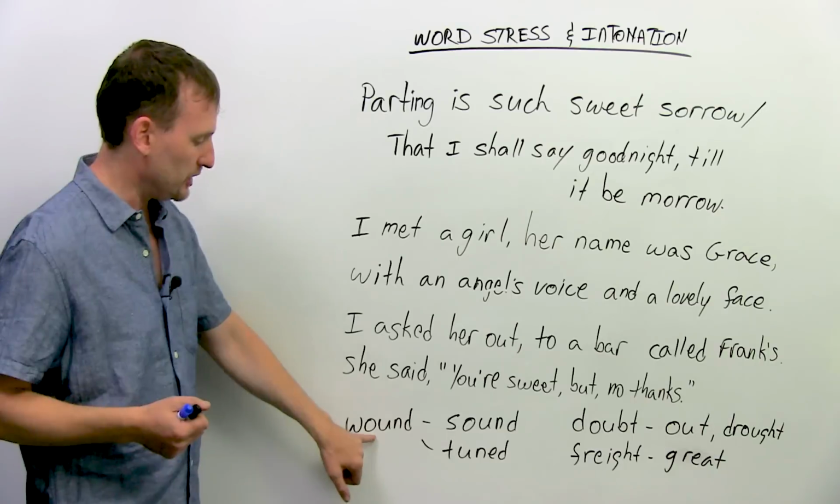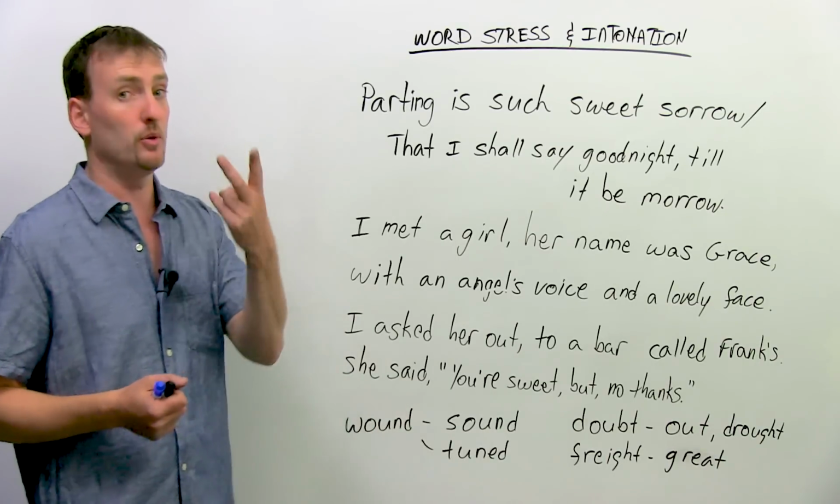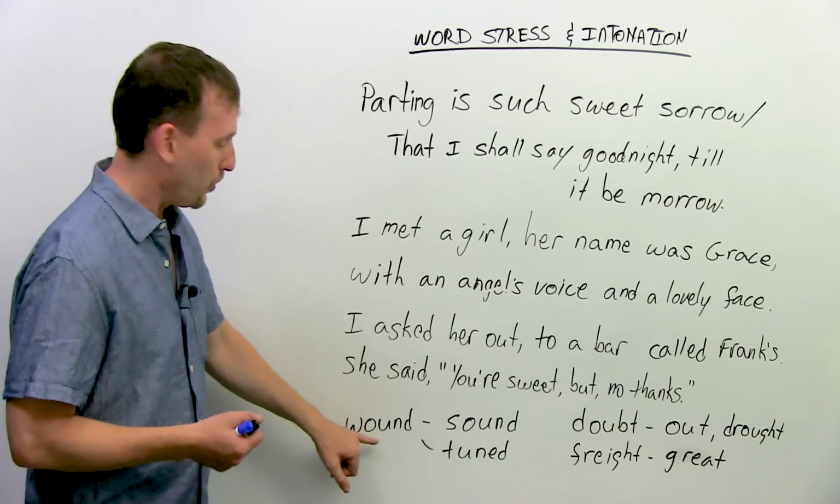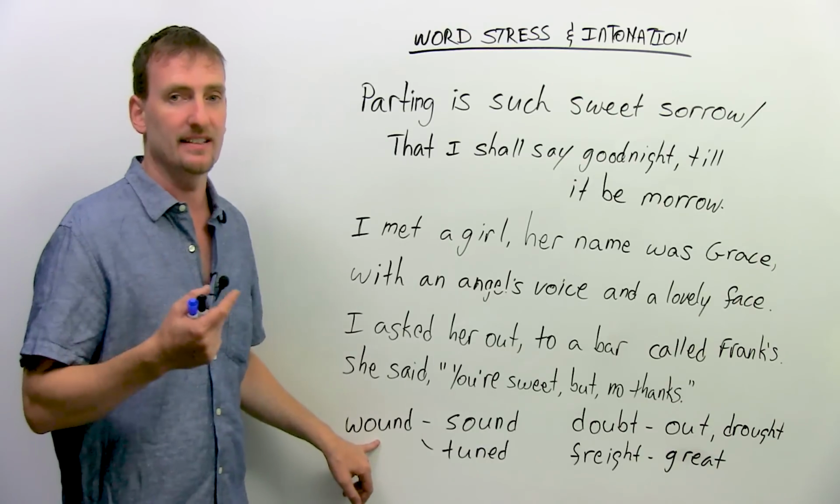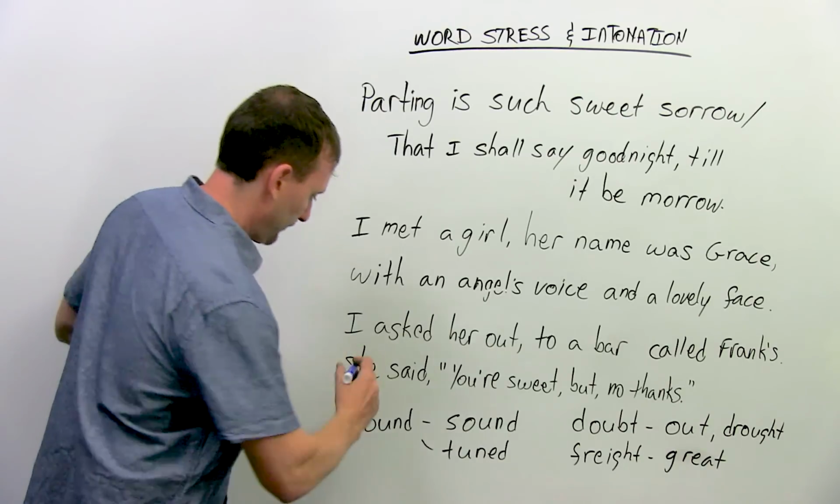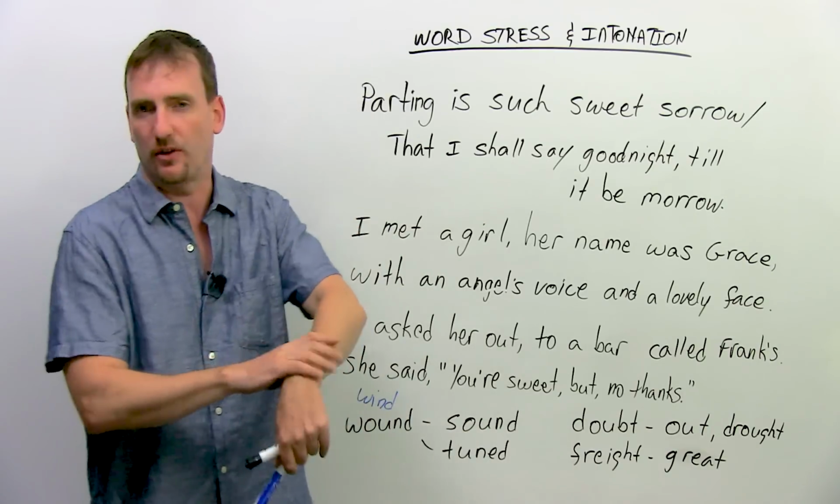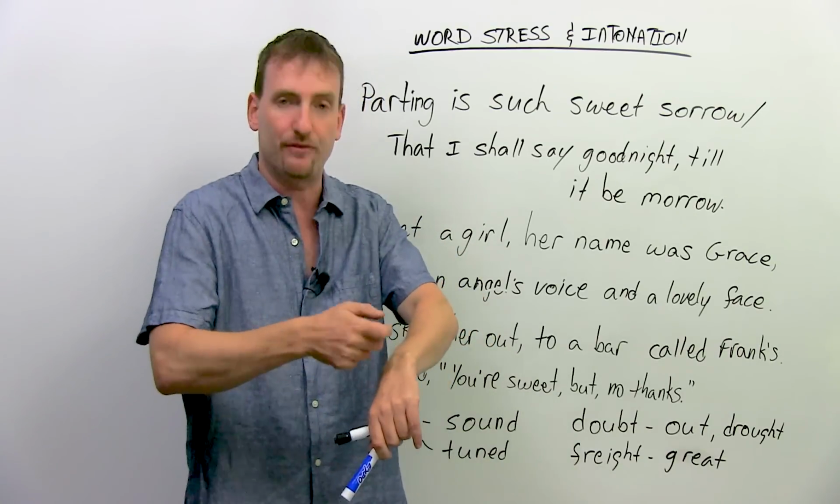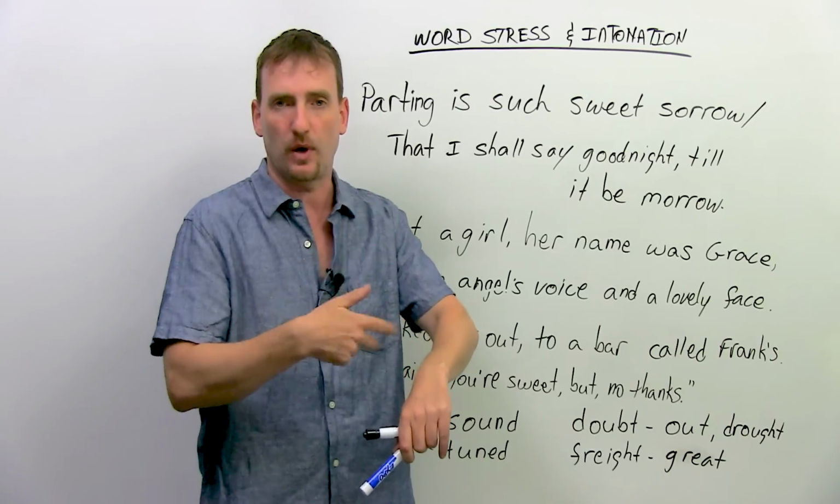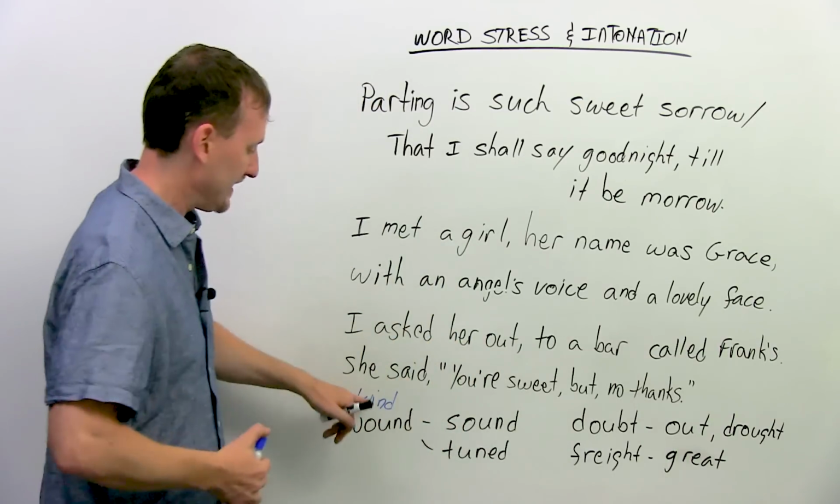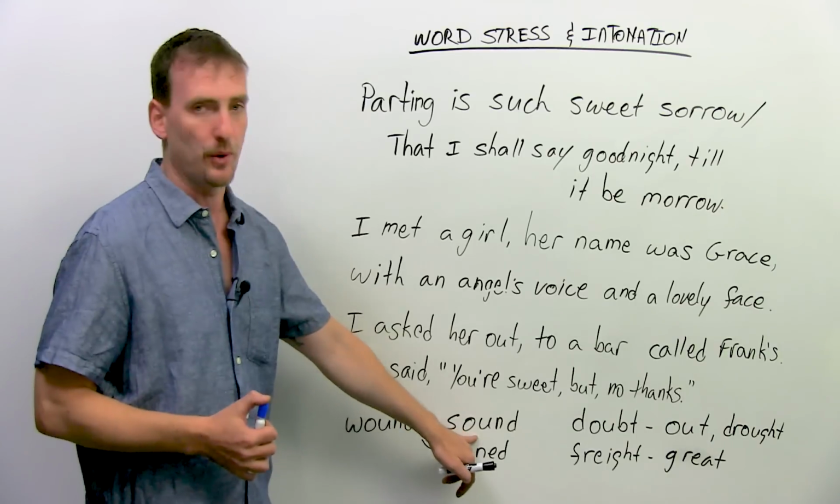So this word, W-O-U-N-D, there are two ways to pronounce this word. Wound, like the past tense of wind. So for those of you who have a watch, I don't wear a watch, but if you have an old-fashioned watch, you have to wind it every once in a while so it works properly. The past tense is wound, sound.